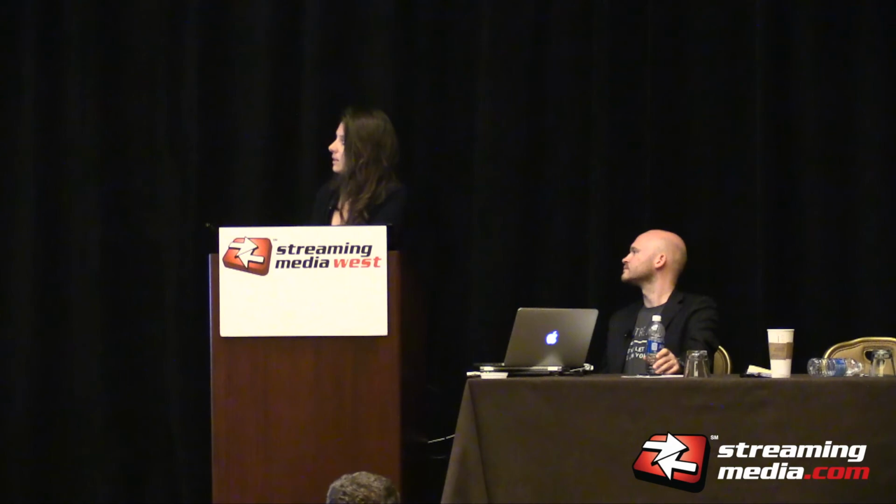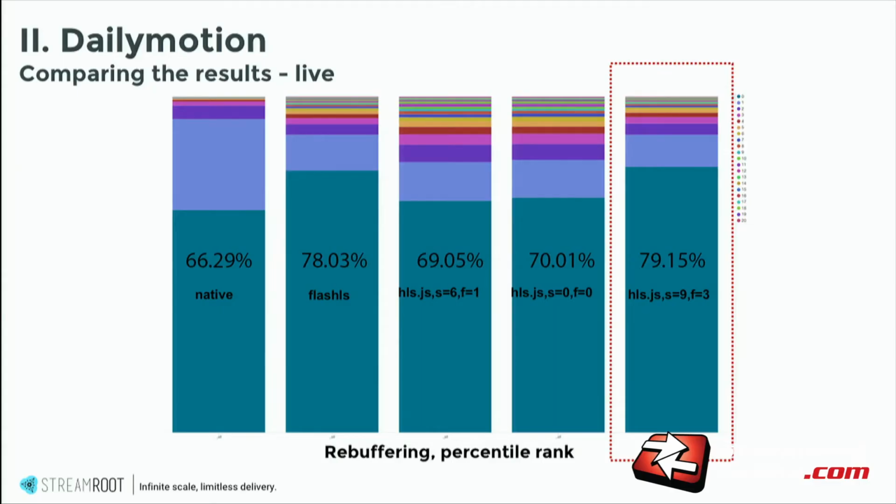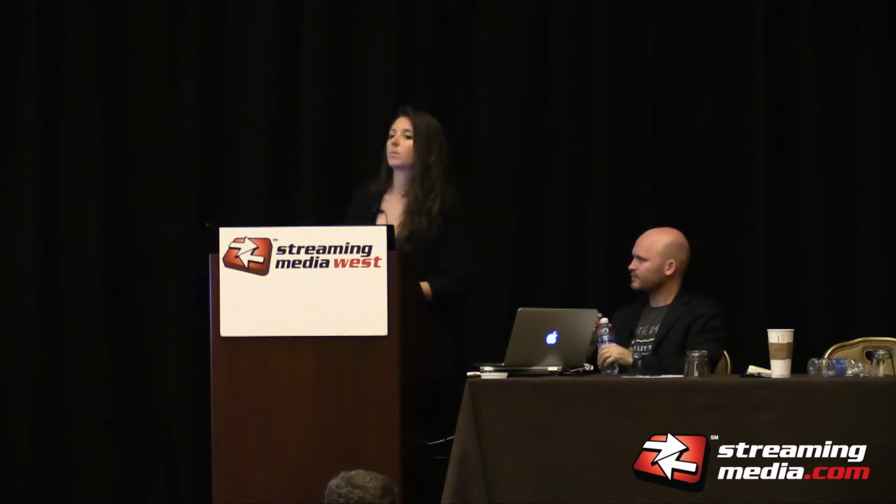However, after Dailymotion applied the exponential weighted moving average algorithm, what we saw was a nearly 10%, a 9% improvement in rebuffering. And as you can see, they used different magic numbers for the slow and the fast. What we've done is improve by up to 79% of sessions with no rebuffering, with 0 rebuffering incidents.